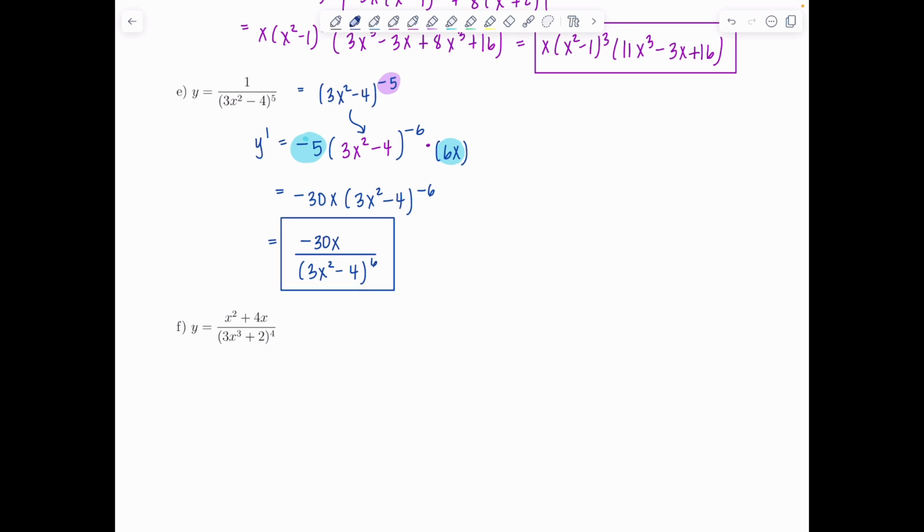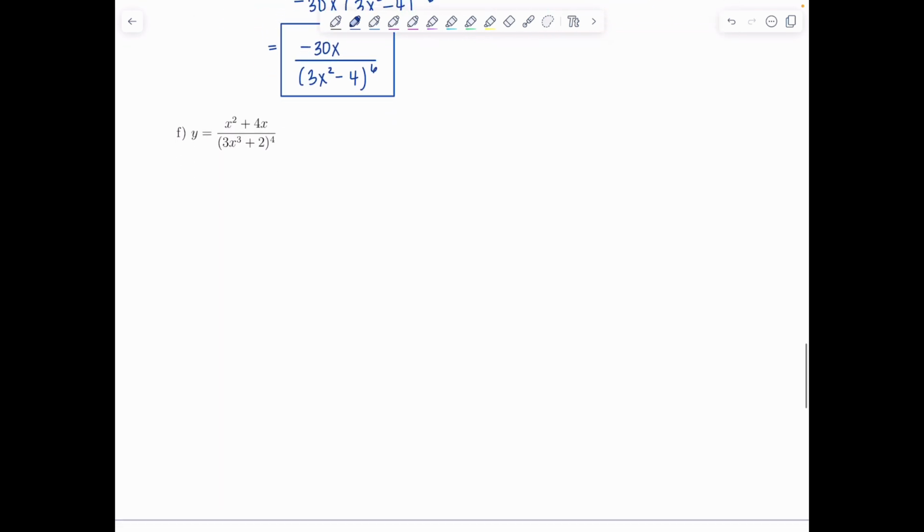Okay. Now sometimes you do have to do the quotient rule with the chain rule. So that's what this very last example is for. Example F, we have x squared plus 4 over 3x cubed plus 2 raised to the 4th. So here we go. Let's do it very carefully.